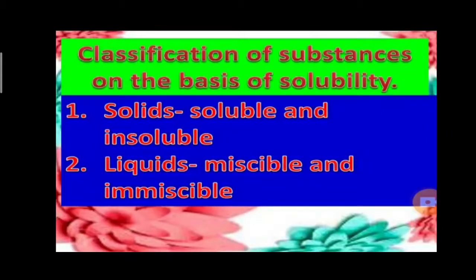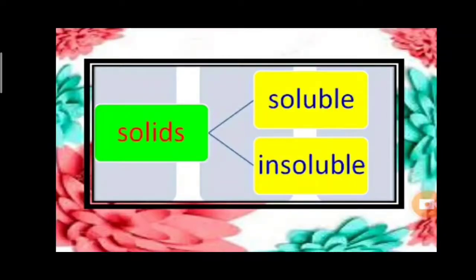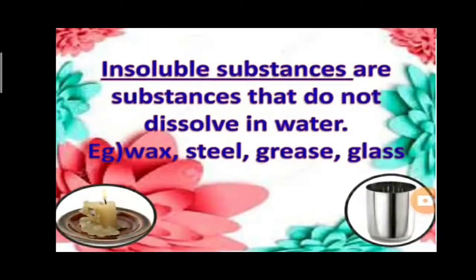Now, the classification of substances based on their solubility. Solids and liquids can be classified on the basis of their solubility as soluble and insoluble, or miscible and immiscible respectively. In the classification of solids, we can find soluble and insoluble substances. Soluble substances are the substances that dissolve in water, for example, salt, detergent, and baking soda, whereas insoluble substances are the substances that do not dissolve in water, for example, wax, steel, grease, and glass.